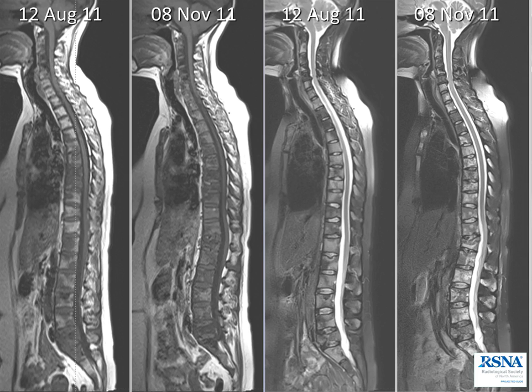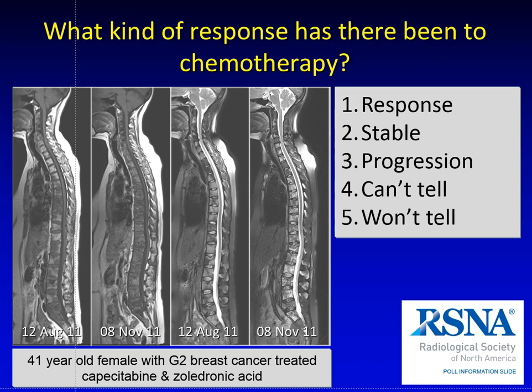So here are the images again. You can see on the T1 sequence there's darkening of the normal bone marrow. We see loss of vertebral height. Here is the T2 sequence before and after treatment. Again, you see this loss of vertebral height. The bone marrow is slightly brighter on the post-treatment scans. So what's your assessment? Response, stable, or progression?